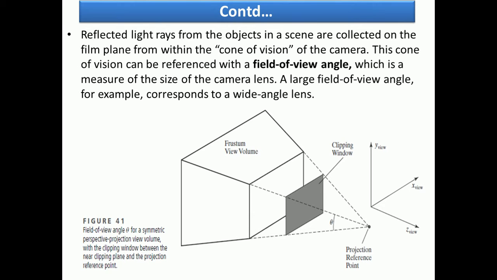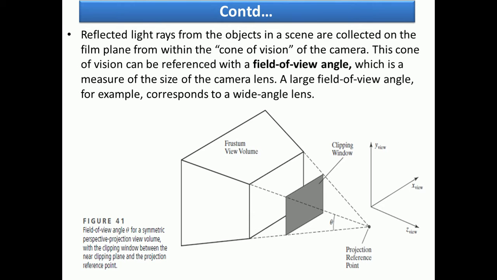This is important. The field of view angle is the measure of the size of the camera lens. A large field of view angle corresponds to a wide angle lens. In computer graphics, the cone of vision is approximated with a symmetric frustum, and we can use a field of view angle to specify an angular size of the frustum.